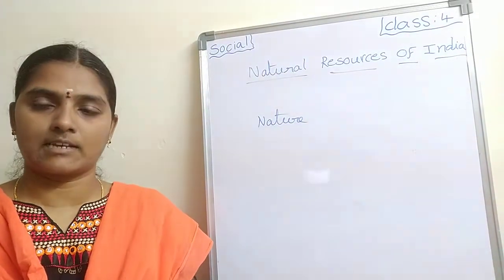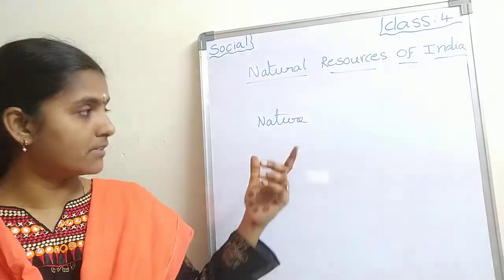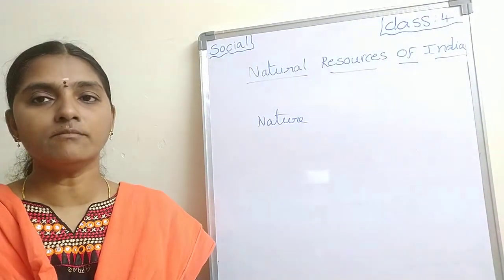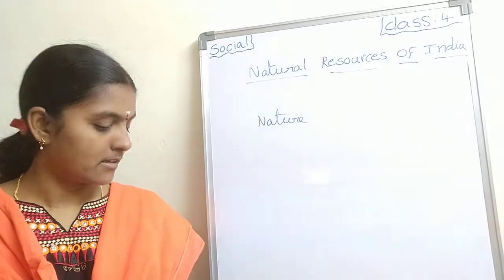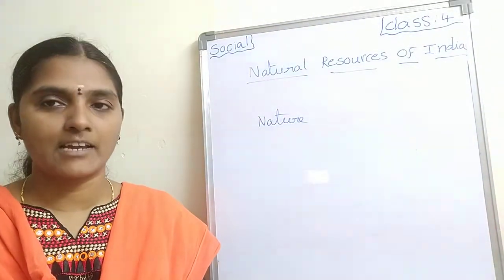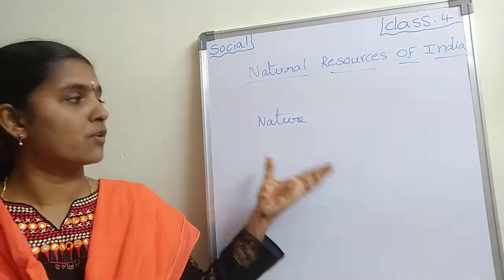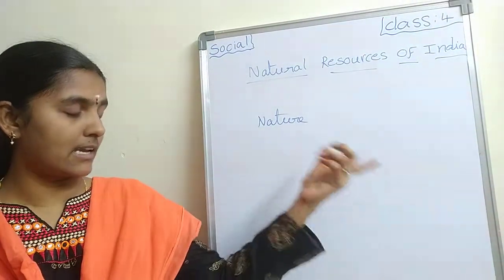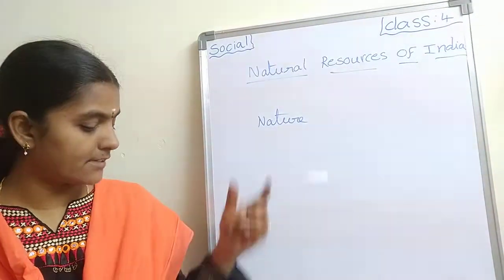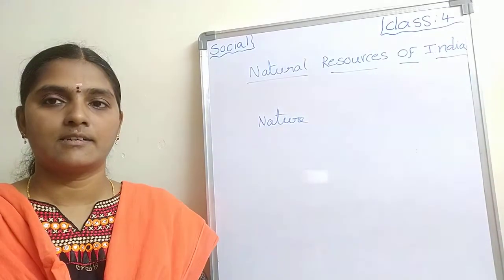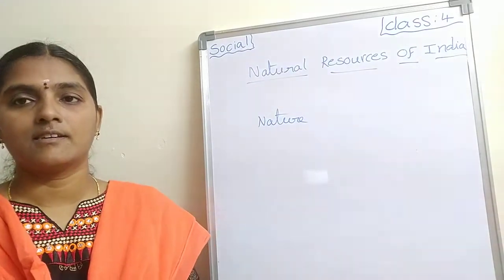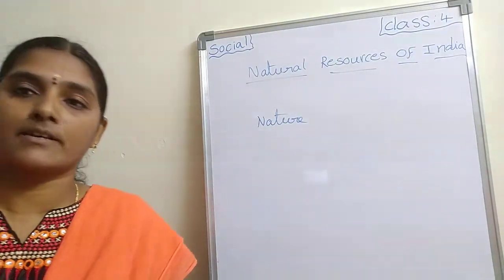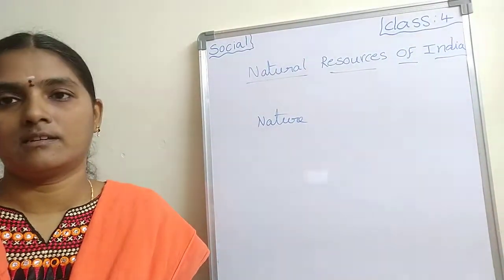Yes, like air, water, sunlight are some of the things that we get from the earth. Yes or no? Yes. They are called natural resource. Understood? Natural resources are the resources that we get from nature and that help us in our day-to-day lives.